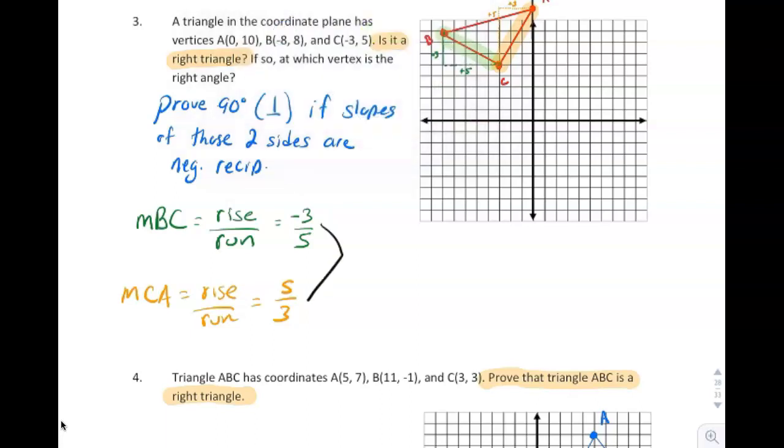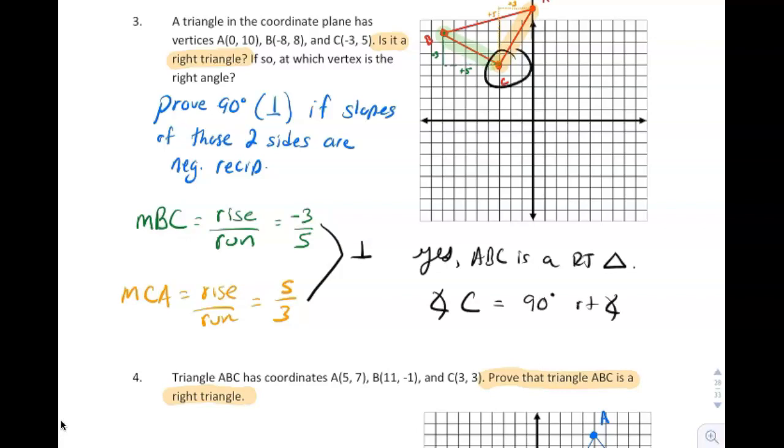Negative reciprocals. So these are perpendicular because they're negative reciprocals. So it doesn't say prove this time, it says, is it a right triangle? So yes, ABC is a right triangle. And it says, if so, what vertex is the right angle? Well, obviously angle C is the 90-degree right angle. No question about that, right?